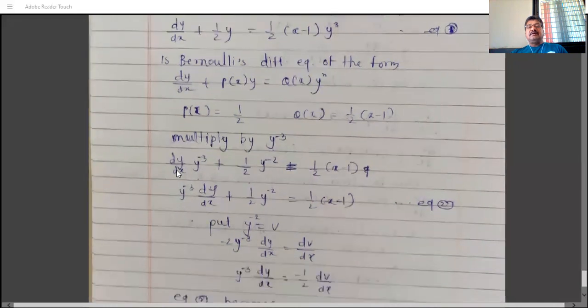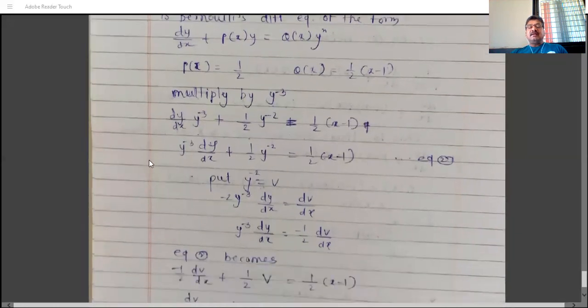So what do we have? First y raised to minus 3 times dy by dx, plus 1/2, and y raised to 1 into y raised to minus 3 becomes y raised to minus 2, since 1 minus 3 is minus 2, is equal to 1/2 x minus 1, and y raised to 3 and y raised to minus 3 become y raised to 0, that is 1.